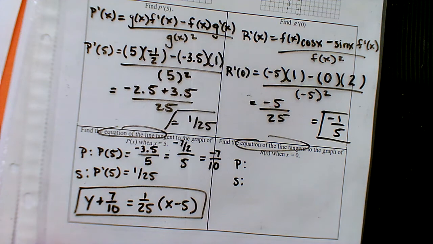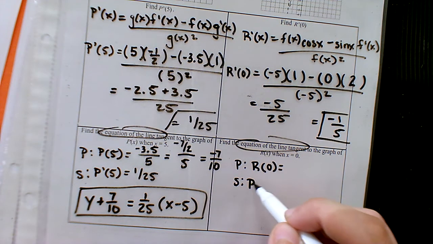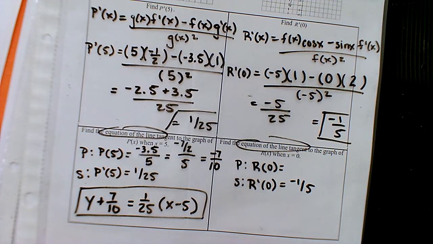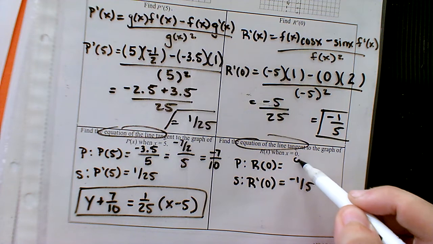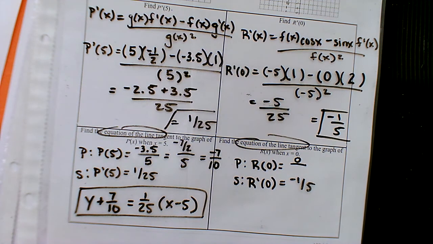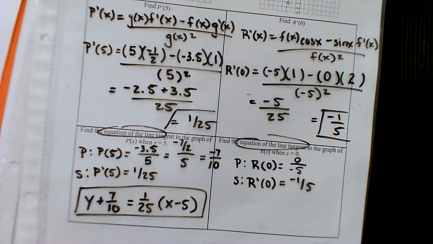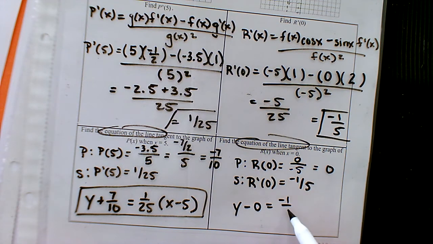Alright, let's try the same thing for r of x. So we still need a point and a slope. So we got to figure out r of 0, but also r prime of 0, which we conveniently already have. So the r function was sine divided by f. So sine of 0 is 0 divided by f of 0, which was negative 5 from the graph. So it looks like our point location is 0. So y minus the point equals our slope times x minus 0.